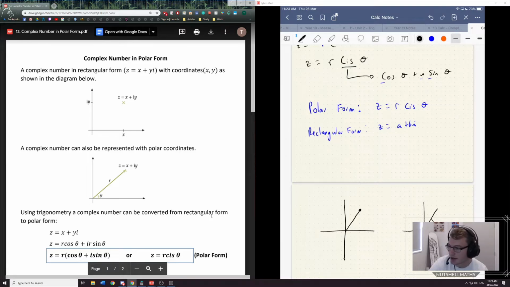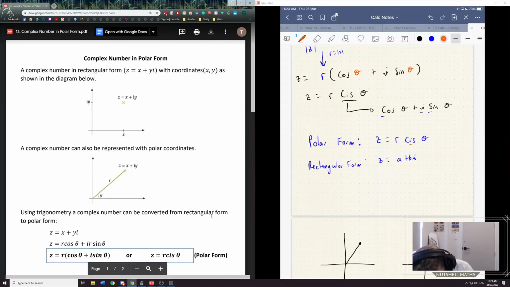So in cis form, does i just disappear? No. The i is here. The i is in the cis. I know what you're saying. Practically, you're kind of right, but technically, you're definitely not right. So you get what I mean? Because cis, by definition, means cos theta plus i sin theta.